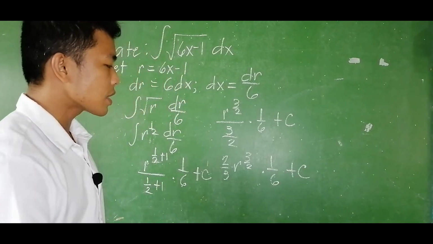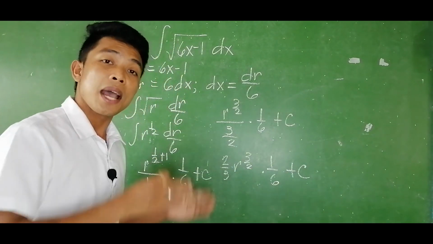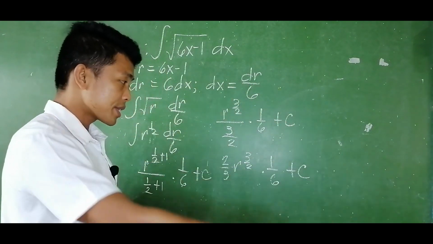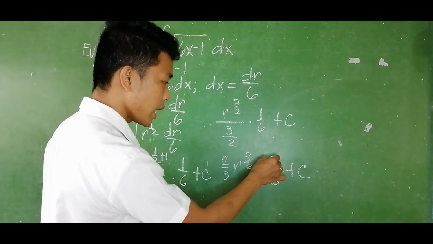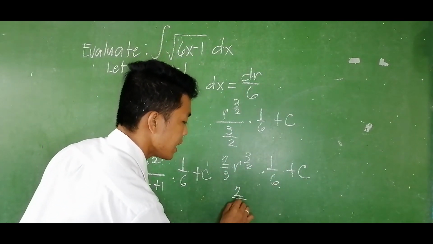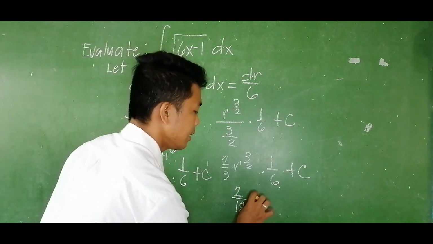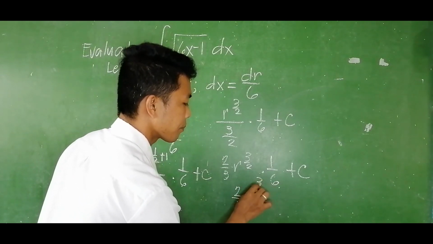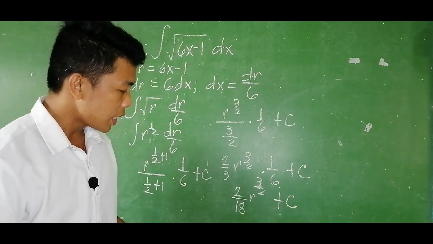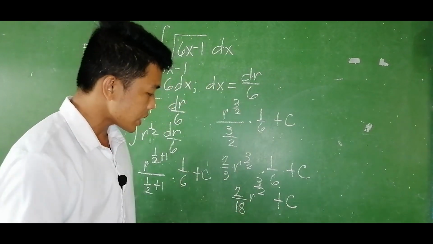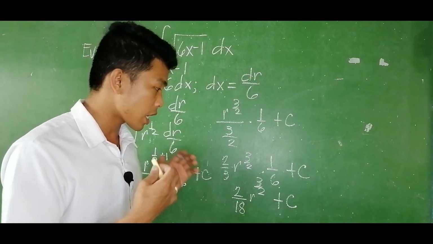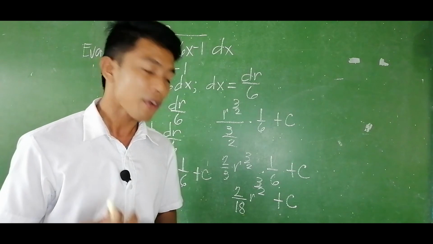Now, we are ready to simplify 2/3 and 1/6 by multiplying the numerators and the denominators. So, this will give us 2 times 1 equals 2, and 3 times 6 equals 18, times r raised to 3 halves plus C. In this case, we have to simplify two things. First, 2 over 18 can still be simplified further. It can be written as a simpler fraction.